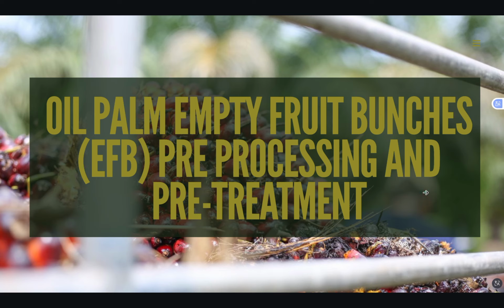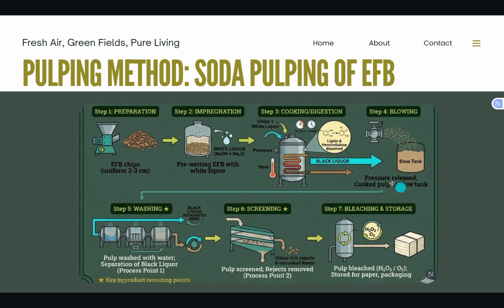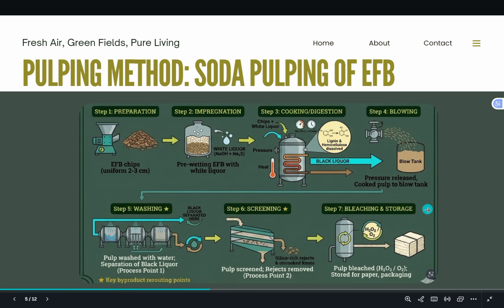So I'll now be talking about oil palm empty fruit branches pre-process and pre-treatment. These steps prepare the raw material by reducing moisture and removing impurities, ensuring it is suitable for the pulping process. The main method used is soda pulping. In this process, chemicals such as sodium hydroxide are used to break down lignin and separate the fibers. At the end, the pulp is formed into sheets or dried, depending on the final application. As you can see, it goes through the preparation, which is the EFB chips. Now it's impregnation, cooking digestion, blowing, washing, and screening. Lastly, bleaching and storage.